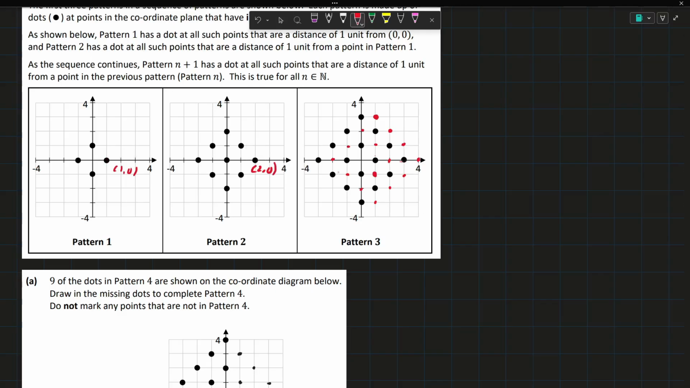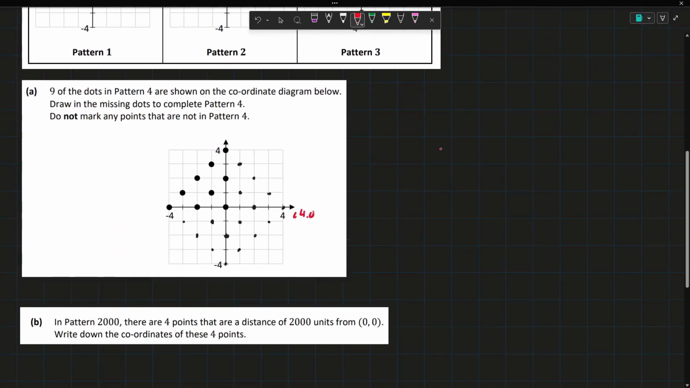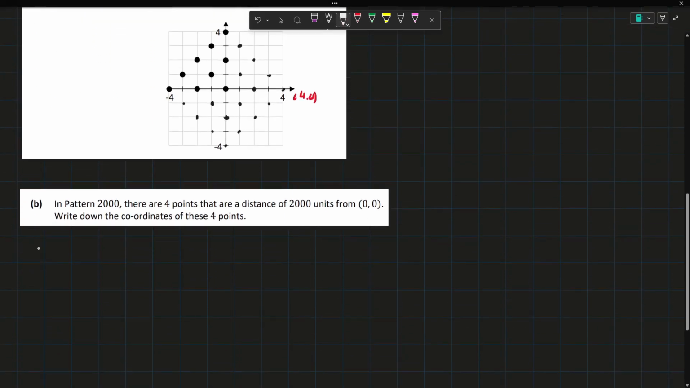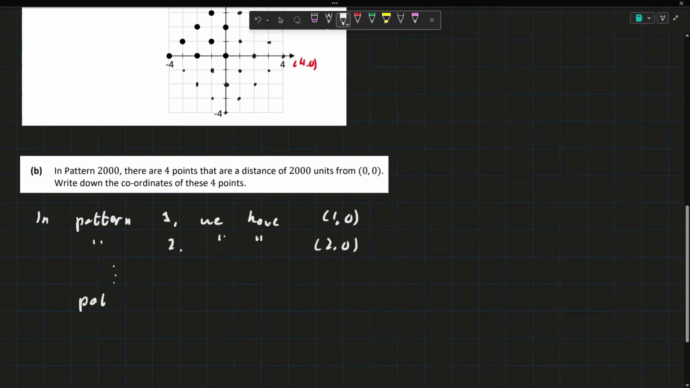If we look at pattern 3, ignoring my red dots, I'll rub them out now, you can see that we have the point 3, 0, and it's going to be a distance of 3 from the origin. And indeed in pattern 4, we also have the point 4, 0. So in general, you could write these down. In pattern 1, we have 1, 0. In pattern 2, we have 2, 0, and so on. Then if we go to pattern 2000, we can just continue the pattern that we're seeing. So we're going to have 2000, 0.